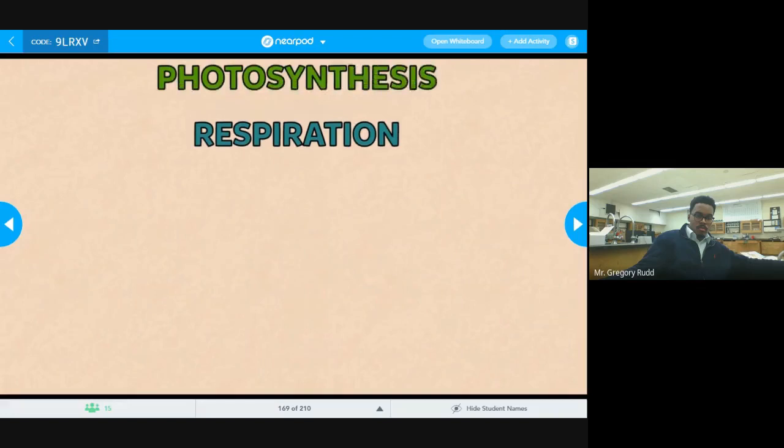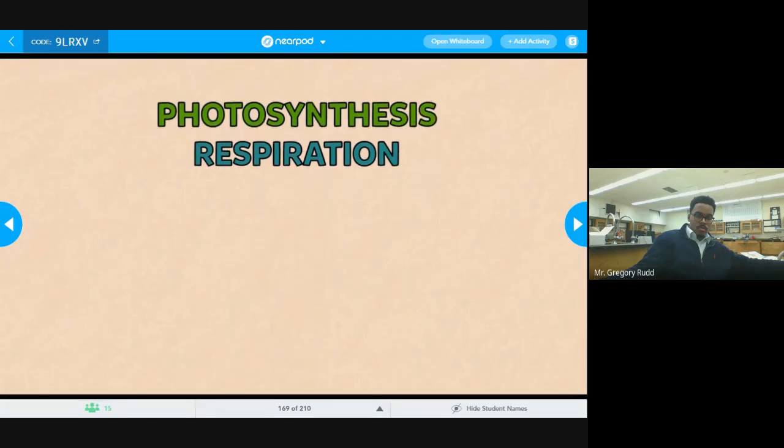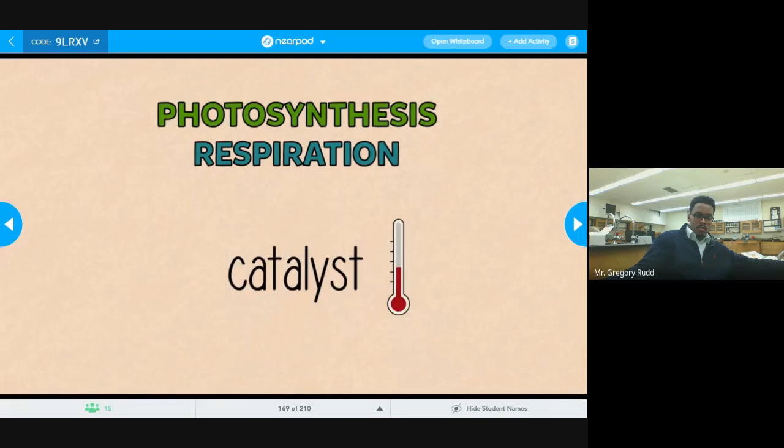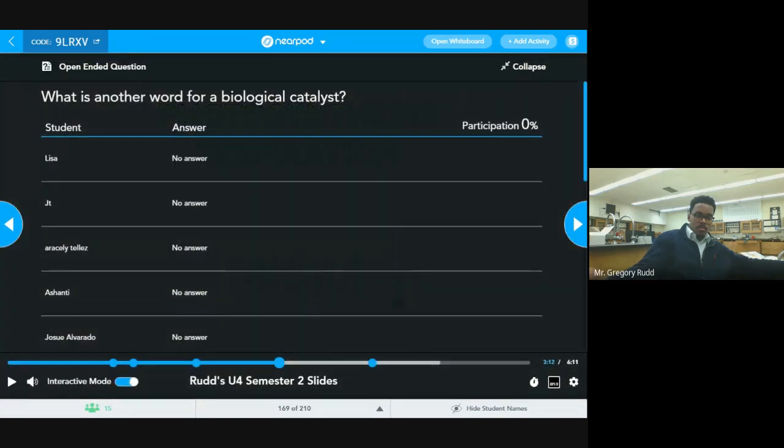Let's look at these two processes more closely. They both need catalysts to enable them to work at normal temperatures. Okay, what is another word for a biological catalyst? This should be a quick one. We just talked about them.